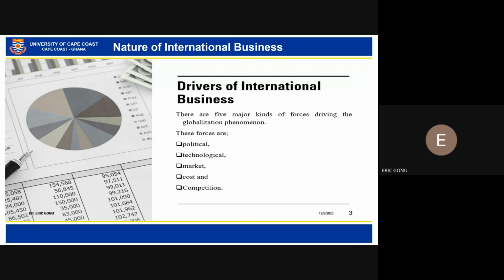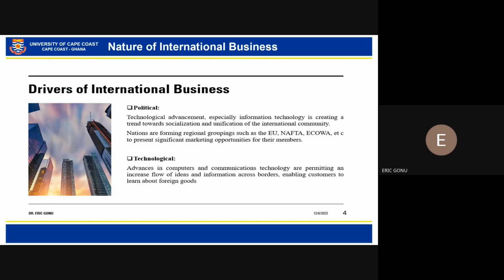And the last one is competition. If we want to protect our market, we want to get more market share, we want to control the market, we want to defend our market, then we are likely to send our businesses across the frontiers of this continent.